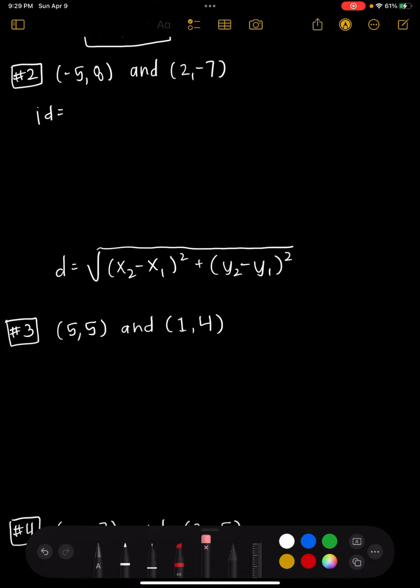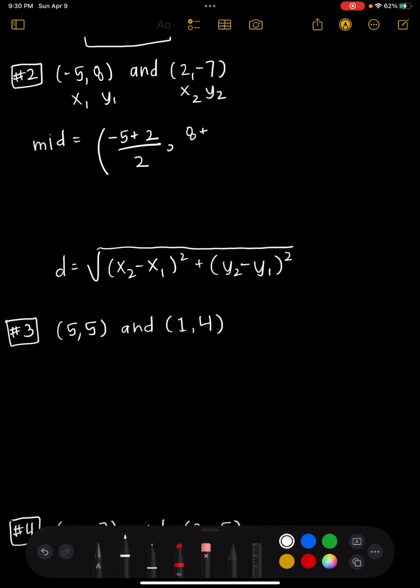Actually, let's start by labeling our points. Again, this is x and this is y, because x always comes first, and because it's the first point, it's x1, y1. And then for the second point, they're x2 and y2. Now when we plug them into that formula, the midpoint is equal to, in the first space, x1 plus x2, which in this case gives us -5 plus 2 divided by 2. And then the y portion will be 8 plus -7 divided by 2.